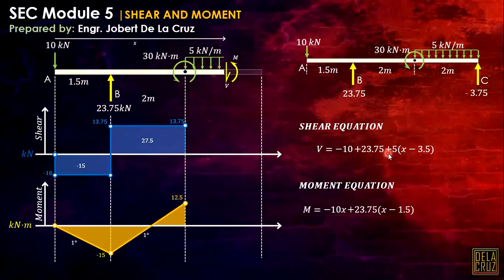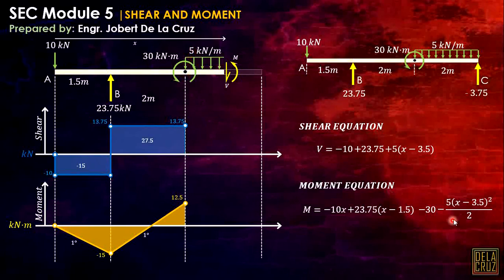Okay? For the moment naman, that will be this concentrated moment at this point. May effect yan sa moment equation natin. And that is counterclockwise, or ibebend niya yung beam downward. Okay? As you can see, ibebend niya yung beam downward. That's why it is minus 30. Okay? And of course, this 5, or the uniformly distributive load, minus pa rin yan, ibebend niya yung beam downward.